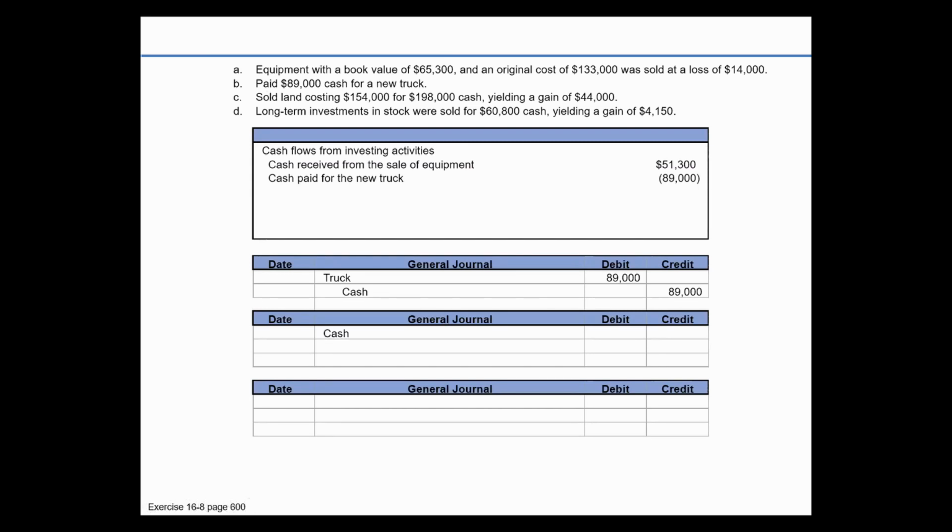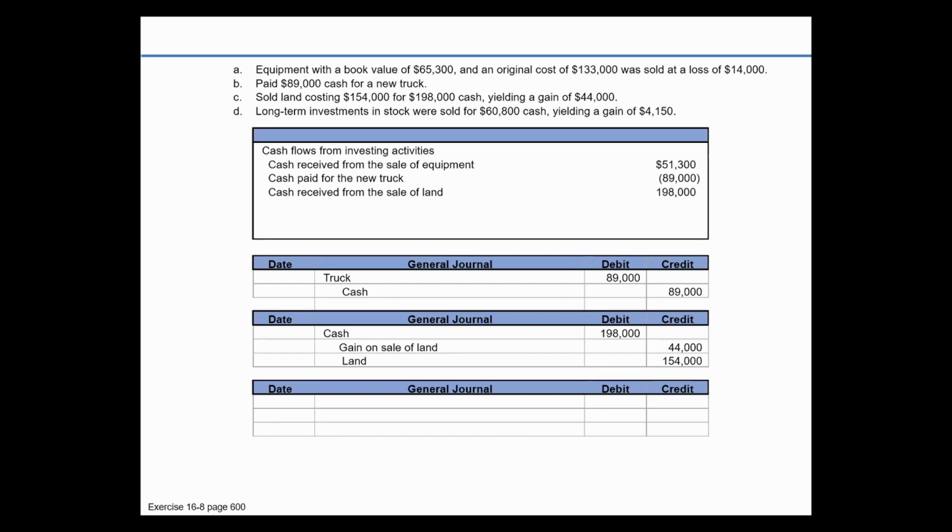And then letter C, we sold land that cost $154,000 for $198,000 cash, netting a gain of $44,000. So we have a cash debit in the amount of $198,000 because we're receiving cash. We have a gain on the sale of land for $44,000, and then the land credit for $154,000. And then we can include the cash received from the sale of land in the cash flow from investing activities.